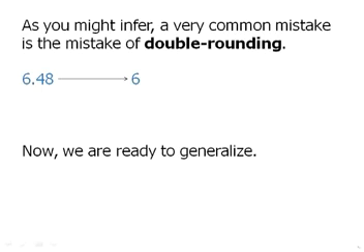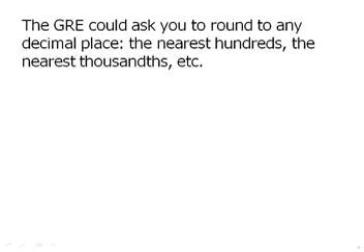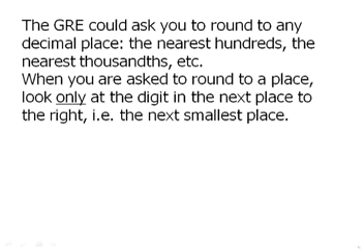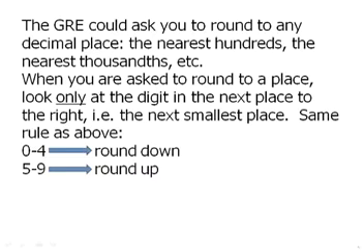Now we are ready to generalize. The GRE could ask you to round to any decimal place, the nearest hundreds, the nearest thousandths, etc. When you're asked to round to a place, look only at the digit in the next place to the right, the next smallest place. The same rule as above: 0 through 4 round down, 5 through 9 round up.